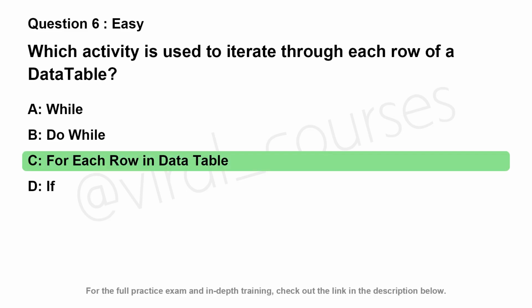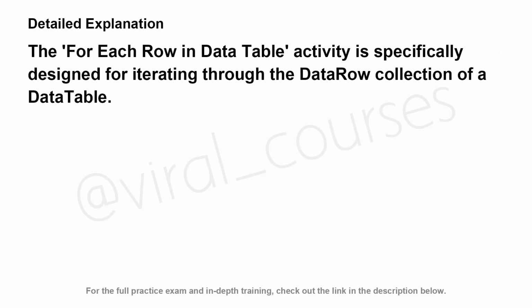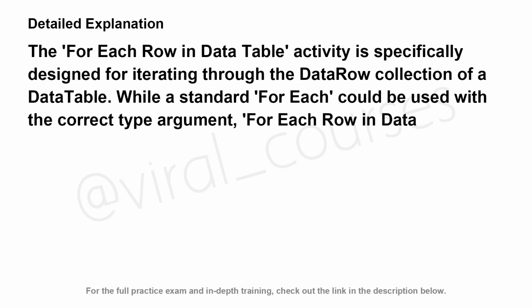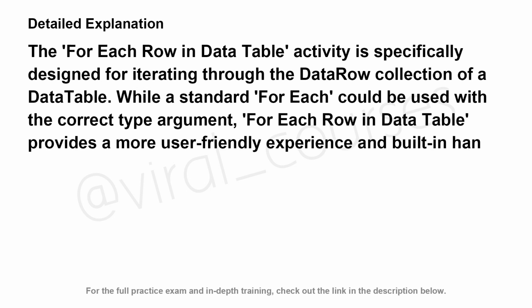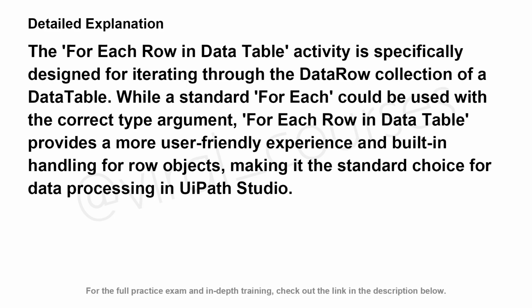The correct answer is C. The for each row in data table activity is specifically designed for iterating through the data row collection of a data table, while a standard for each could be used with the correct type argument. For each row in data table provides a more user-friendly experience and built-in handling for row objects, making it the standard choice for data processing in UiPath Studio.